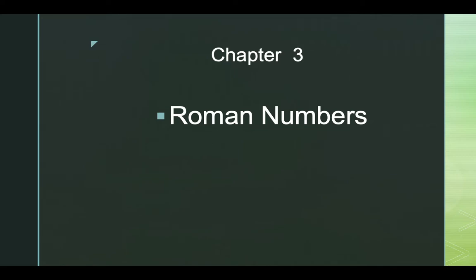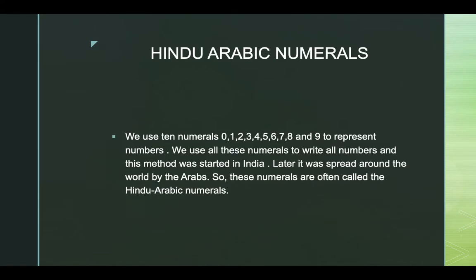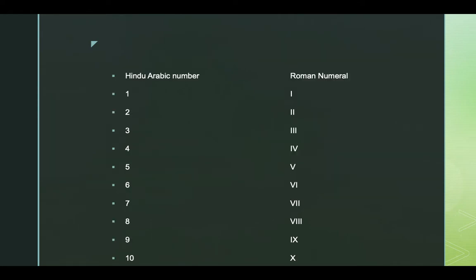Before I begin with this topic, let me explain what Hindu-Arabic numerals are. See children, we use 10 numerals, 0, 1, 2, 3, 4, 5, 6, 7, 8 and 9, to represent numbers. We use all these numerals to write numbers, and this method was started in India. Later it was spread around the world by the Arabs. So these numerals are often called the Hindu-Arabic numerals.